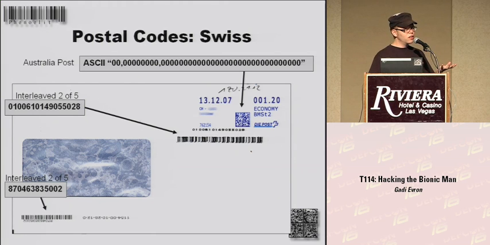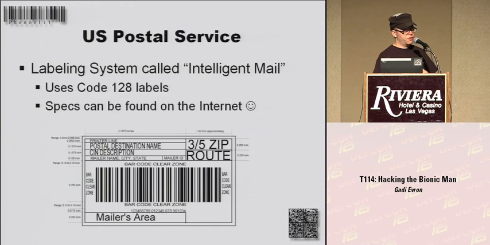Probably not at all. So if you want to send mail in Australia, get a bunch of zeros and put them in a barcode. They also had real barcodes, but those were postal system barcodes, interleaved, and they had nothing to do with the payment. And then we have the US postal system. This is probably going to get me in trouble. They have this labeling system that's called Intelligent Mail.